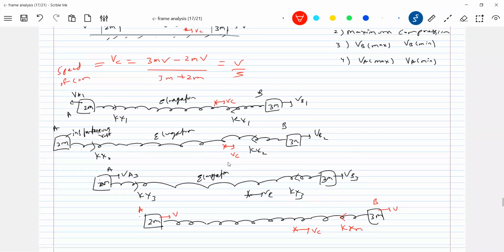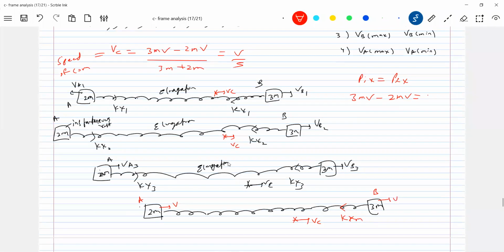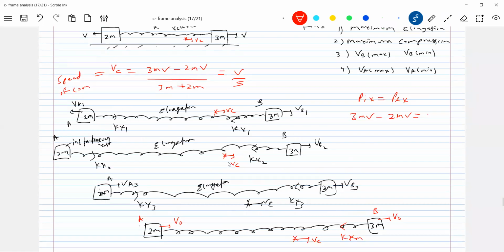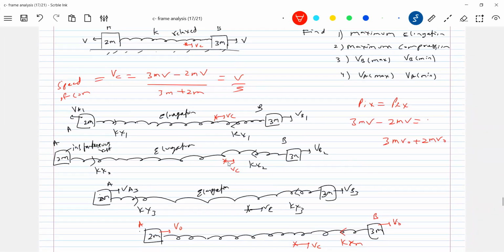Sir, are you sure? Okay, let me apply. Initial momentum equals final. Initial momentum is 3mv minus 2mv. Final momentum, I'll write it as some V naught. So this should be equal to 3mV naught minus 2mV naught. Please do look at the diagrams, I think they are visible. Check it now. So how much are we getting V naught? V naught is V by 5, which is nothing but equal to the velocity of center of mass.